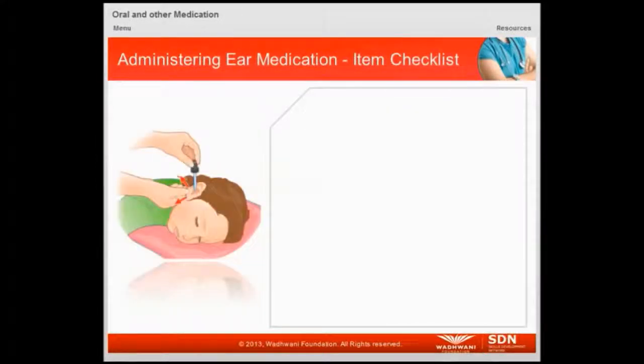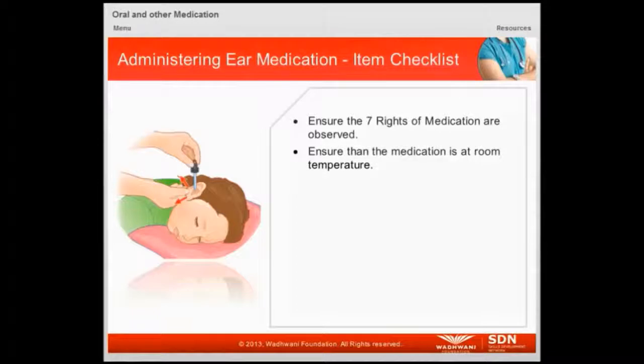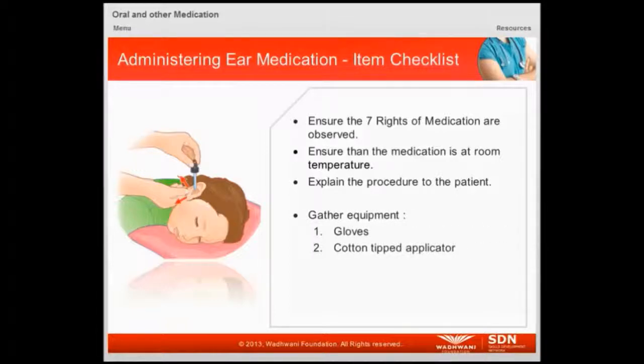Now let's look at the procedure to administer ear drops. Ensure that the 7 rights of medication is observed. Ensure that the medication is at room temperature. Explain the procedure to the patient. Gather the following items. 1. Gloves. 2. Cotton-tipped applicator. 3. Sterile water. 4. Gauze square pads. 5. Tissues.